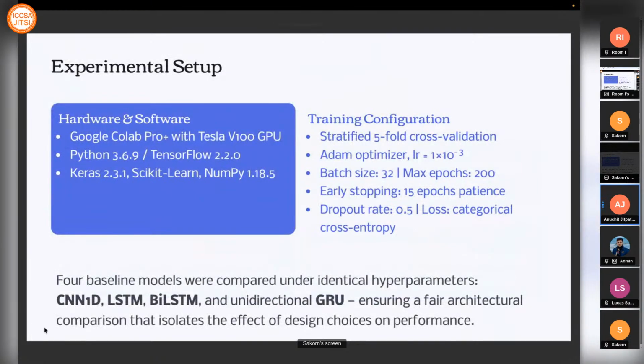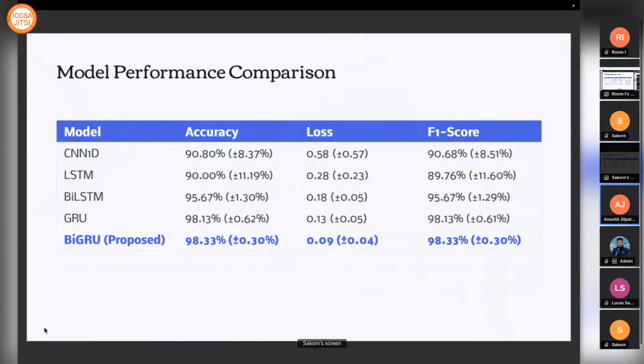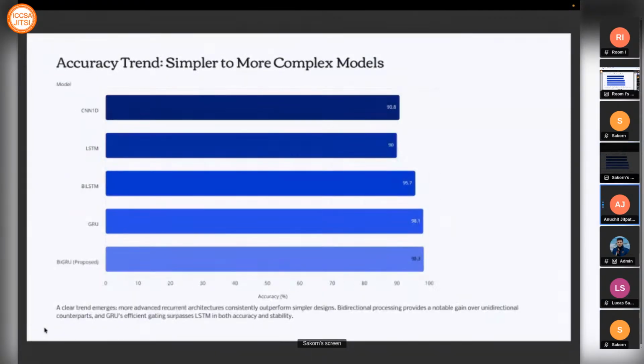For our experiments, we use Google Colab Pro Plus with a Tesla V100 GPU. Here are our results. CNN1D reached 90.80% accuracy but with high variance of plus or minus 8.37%. LSTM was similar at 90% accuracy but with higher variance. Bi-LSTM improved substantially with 95.67% and much lower variance. And unidirectional GRU reached 98.13%, and our proposed bi-GRU achieved the best result with 98.33% accuracy and F1 score, with the lowest loss of 0.09. And this chart visualizes that trend clearly.